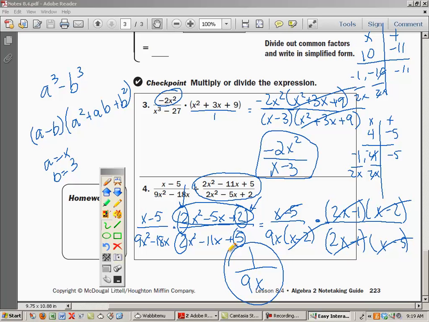And that concludes lesson 8.4. Again, the factoring is going to be the most difficult part of this. All right? Once you recognize how to factor, it should be pretty easy to recognize common factors.